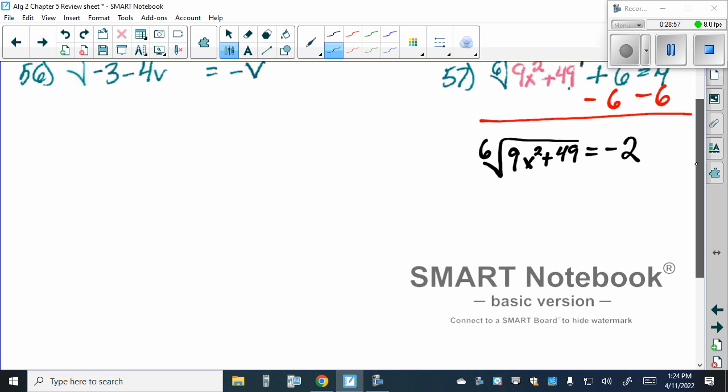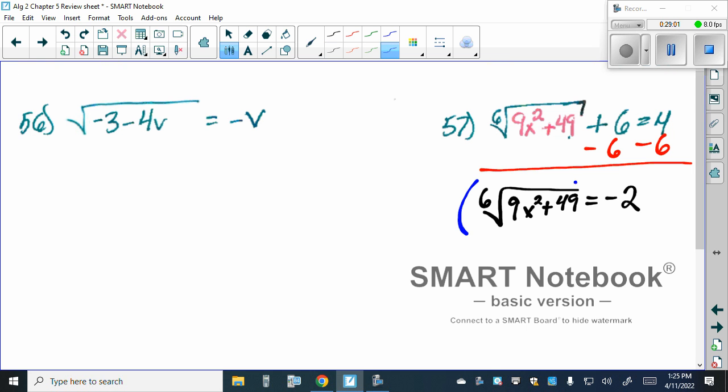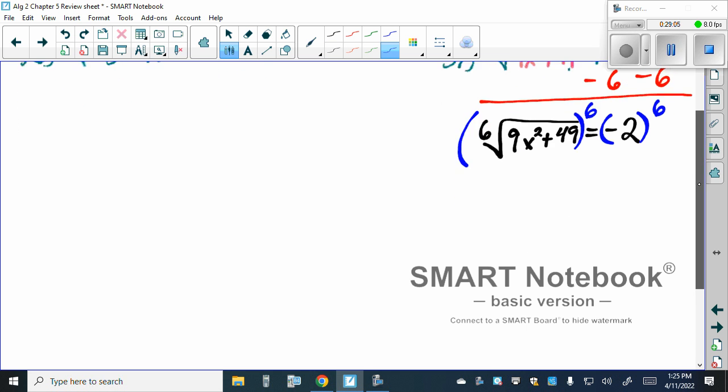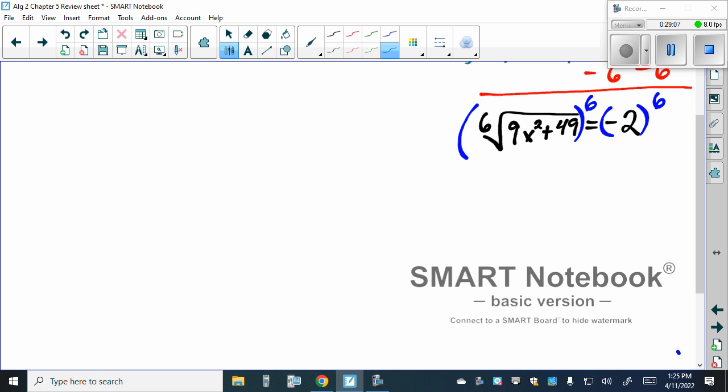We can go through the rest of this problem and find the solution, but at this point, it's not going to work. If we were to finish this out, the next thing we would do is put both sides to the 6th power. Because you can't have a negative here. Now that would give us 9x squared plus 49 is equal to 2 to the 6th, which is 64.